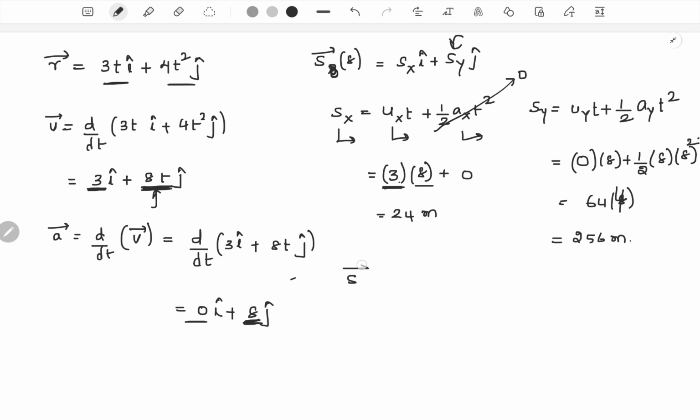So we can write the total displacement during that 8 seconds interval as 24 i cap plus 256 j cap. That would be in meters, since I told you I'm taking things in SI units. This is how we can proceed.